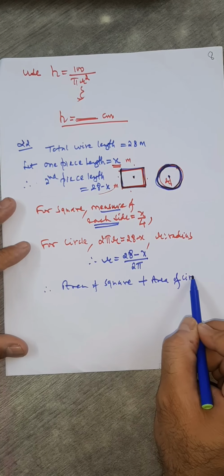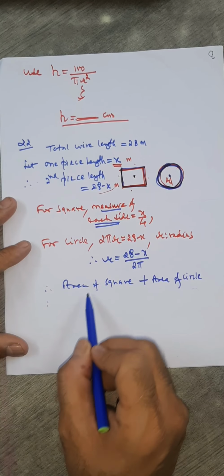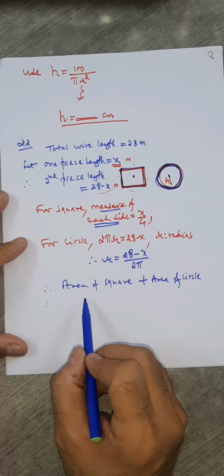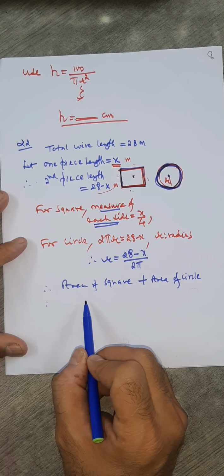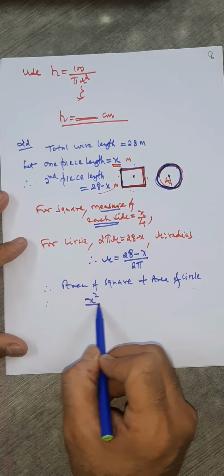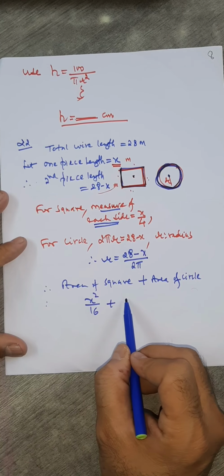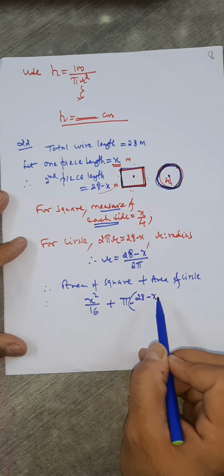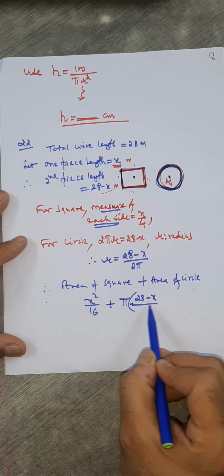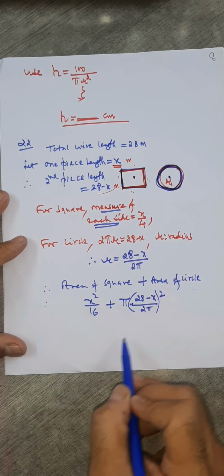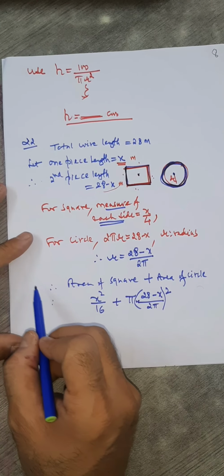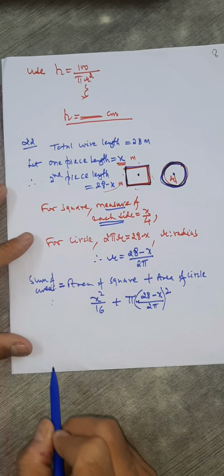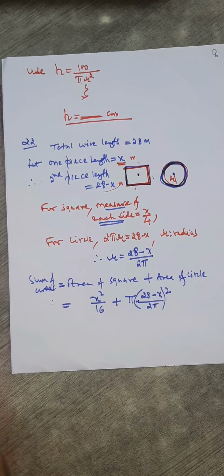Area of the circle here. What is the area of the square? This into this. How much? That is nothing but side square indirectly. It is nothing but how much? X square by 16 plus, what's the area of the circle? Pi r square. But what is r? That is (28 minus x) by 2 pi, the whole square. Okay, this is your function, the sum of areas here, equals this.